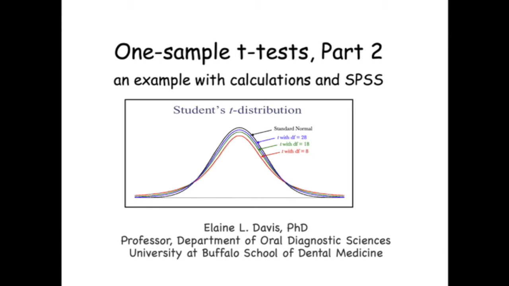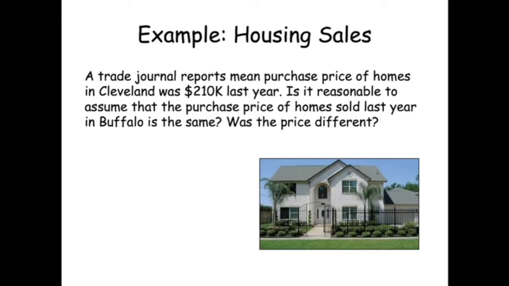In this video, we'll work through an example problem for a one-sample t-test. A trade journal article reports that mean purchase price of homes sold in Cleveland last year was $210,000. We wonder whether the mean purchase price in Buffalo was any different.